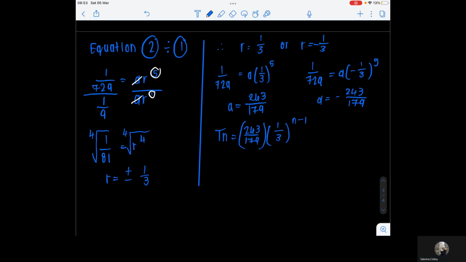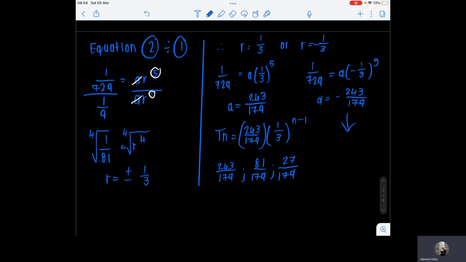So obviously our first term is 243 over 179. Our second term, if we put 2 minus 1, is going to give me 81 over 179. My third term is going to be 27 over 179, and so on. And then you would do the same where R is negative a third. Okay, so for the sake of time, I'm going to just move on.